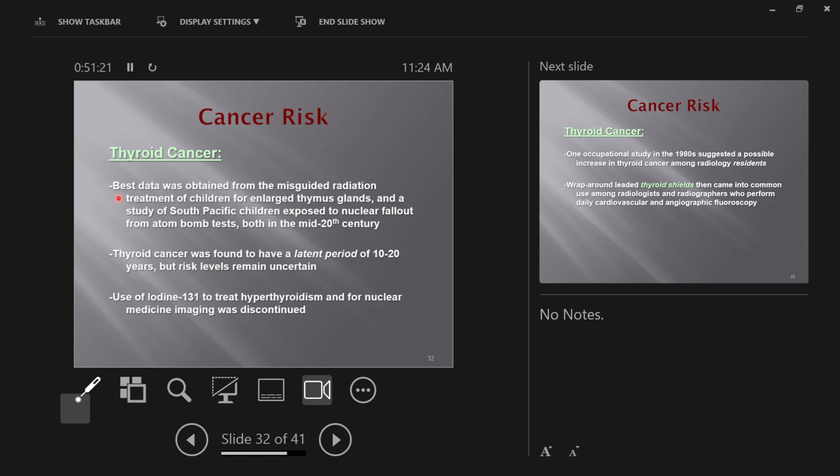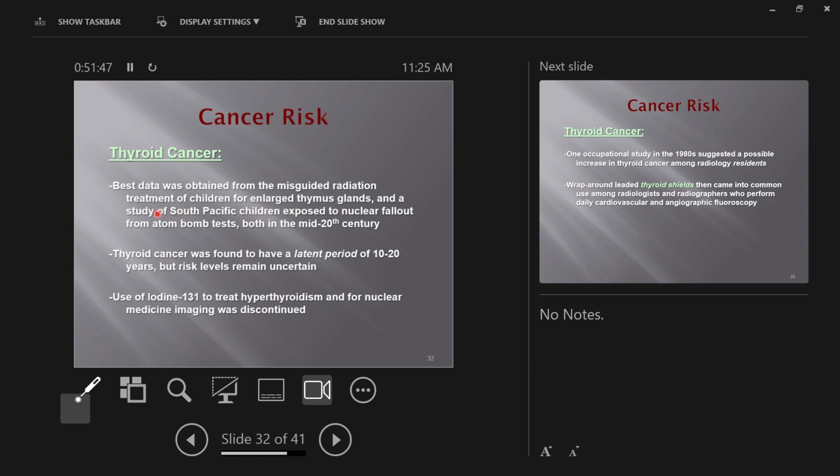You guys know where the thymus gland is in the body? It's not the thyroid, the thymus. The thymus is right here in the chest. Okay, it's right above the heart. And it's part of your immune defense, especially in early childhood. And so the enlarged thymus gland was treated with radiation and gave children thyroid cancer, unfortunately.